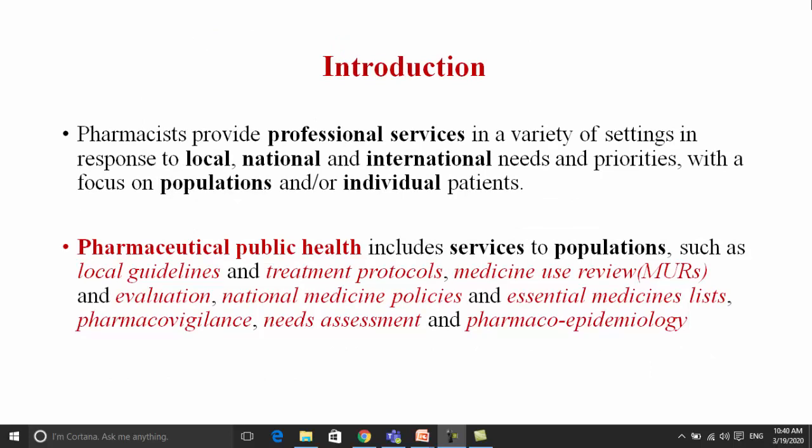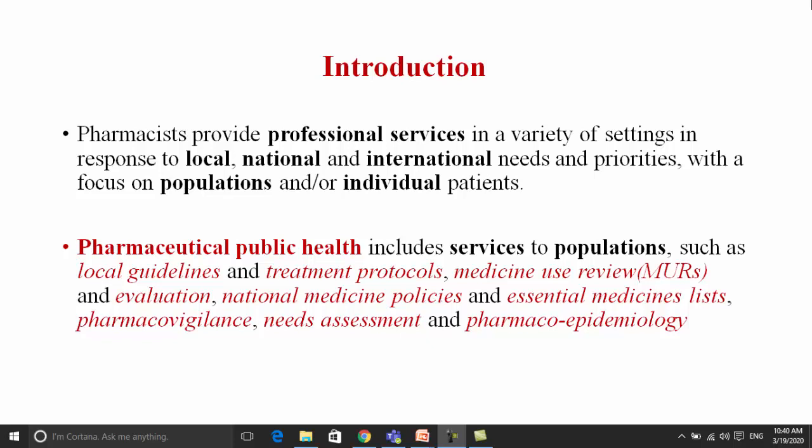First of all, it's important to remind you that the professional services pharmacists provide are in a variety of settings, and these services are in response to local, national, and international needs. These services focus on the population and/or the individual patient, so the service could be targeted at the population level or on an individual basis, I mean case to case.